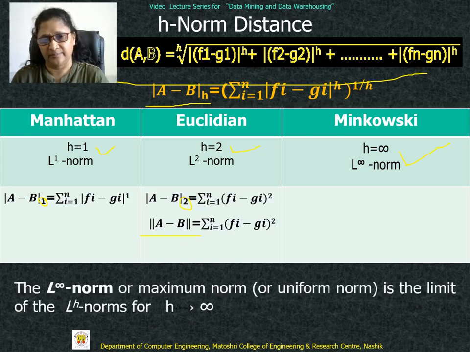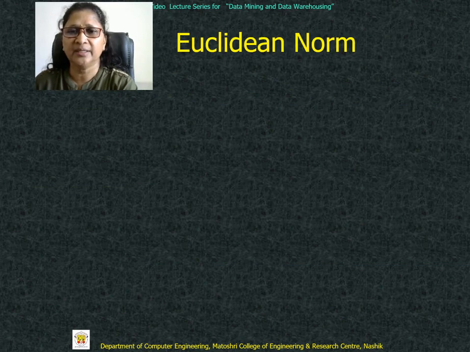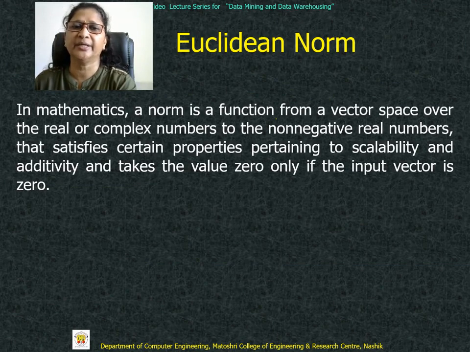And when h is maximum, it is the supremum distance, that is Minkowski distance, also known as Chebyshev distance, and it is represented as. Let us learn a little more about the Euclidean norm.